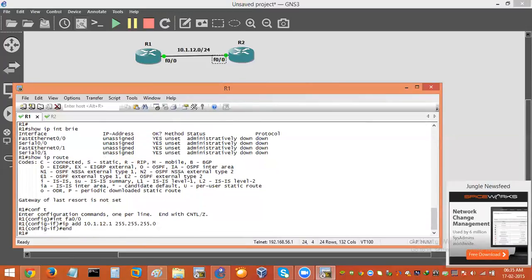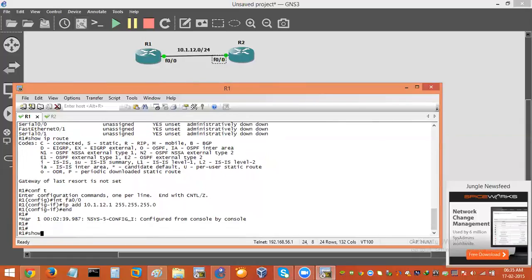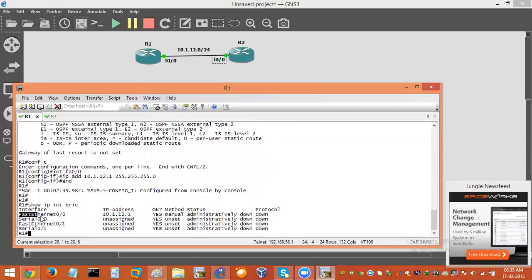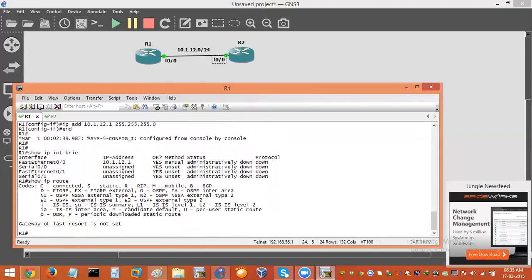Okay. Now on R1, if you check show ip interface brief, you have FastEthernet 0/0 assigned with the IP address 10.1.12.1, and the status is administratively down, protocol is down. If you check show ip route, there is still no route in the routing table, right? Because that interface has to be enabled first. I have to go to the interface and type the command no shutdown.